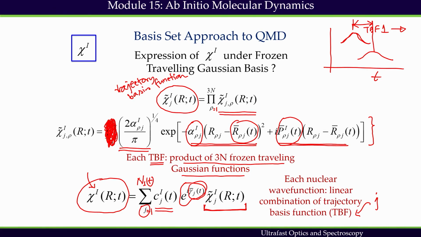And phase means that I have multiple trajectory basis functions, and the question is how different trajectory basis functions are internally related. Their relative propagation information is hidden in this phase factor.